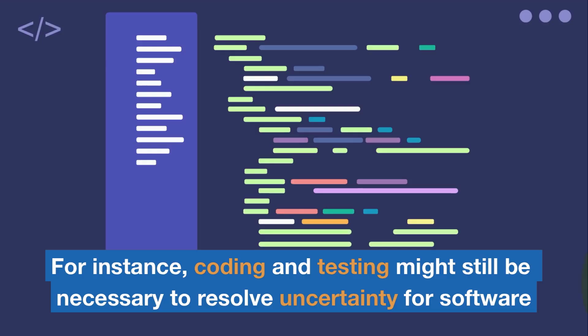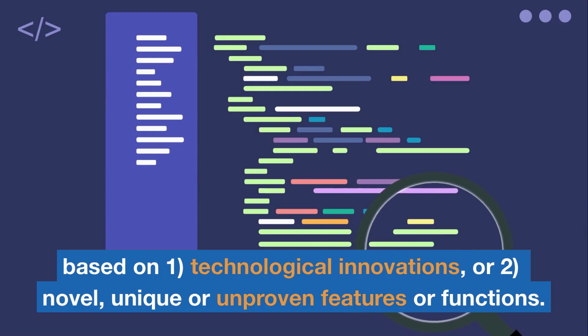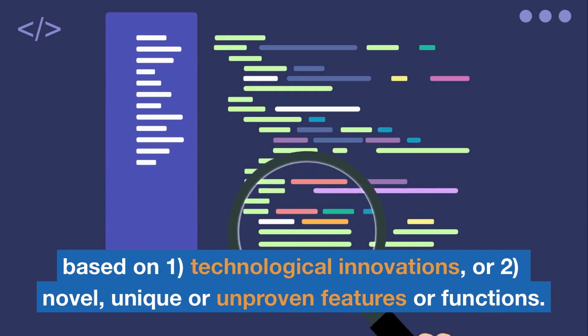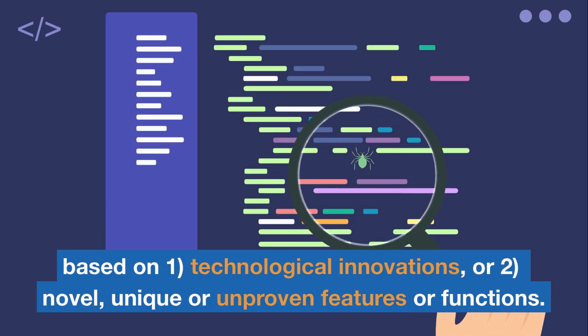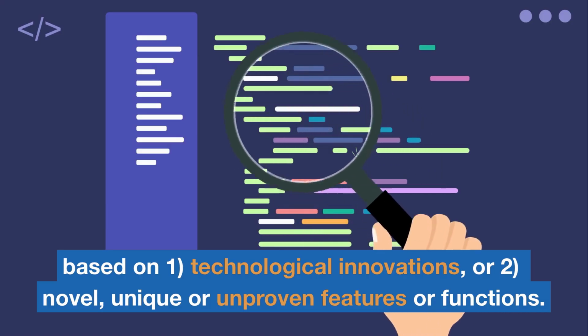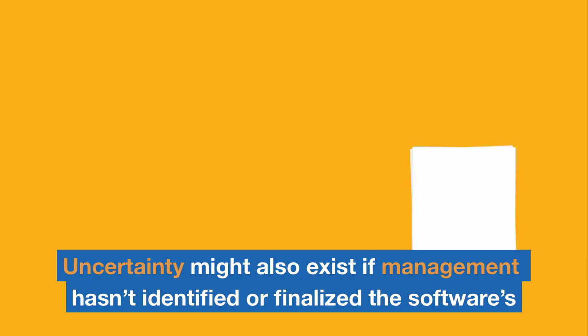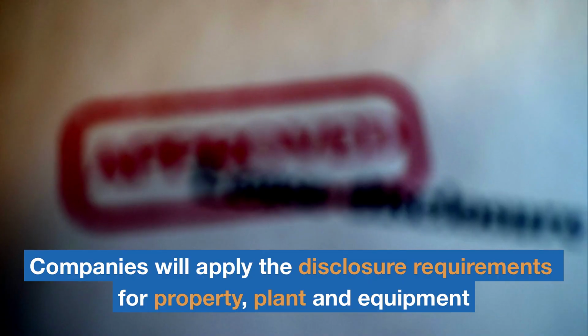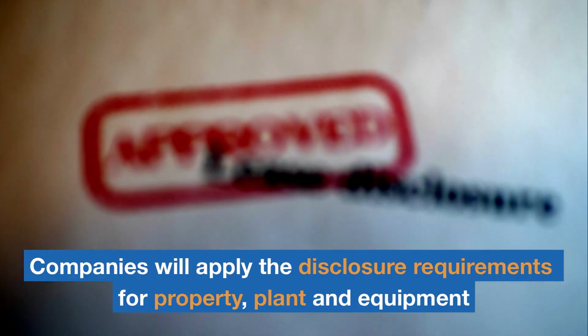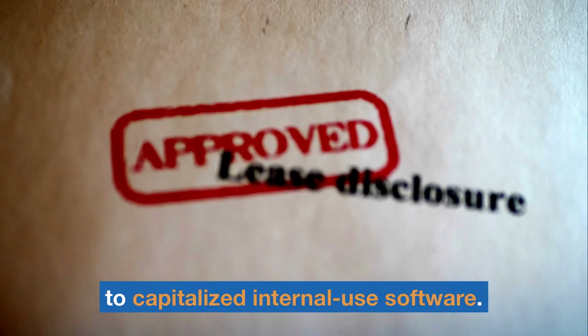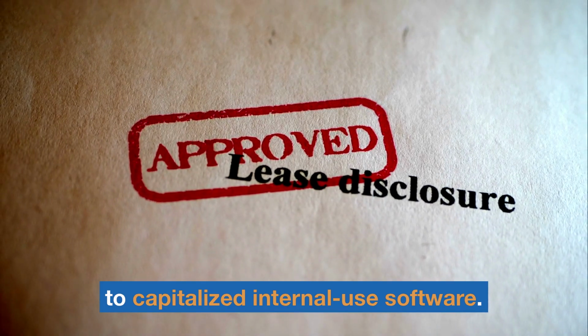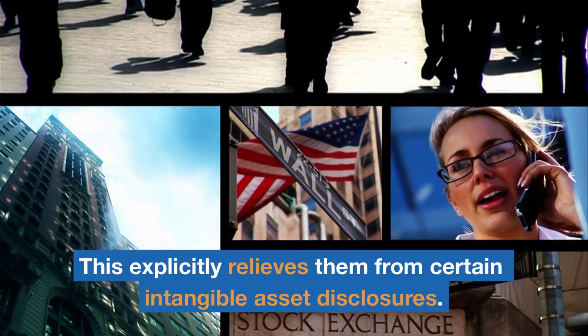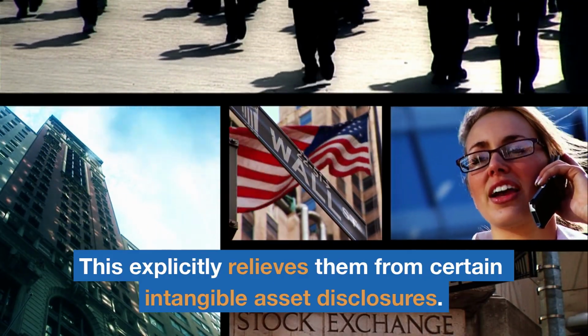For instance, coding and testing might still be necessary to resolve uncertainty for software based on 1. Technological innovations, or 2. Novel, unique, or unproven features or functions. Uncertainty might also exist if management hasn't identified or finalized the software's performance requirements. Companies will apply the disclosure requirements for property, plant, and equipment to capitalized internal use software. This explicitly relieves them from certain intangible asset disclosures.